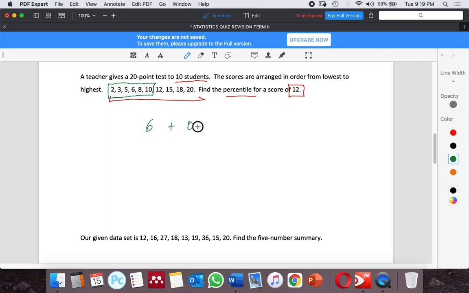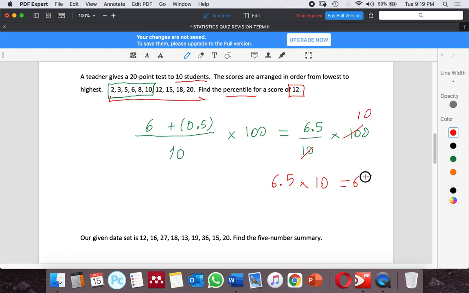Plus, in the formula we always have 0.5. Plus 0.5 divided by how many members there are: 1, 2, 3, 4, 5, 6, 7, 8, 9, 10. Actually, this 10 is also given here. Times 100. So this gives us the answer, which is 6.5 divided by 10 times 100. So 6.5 times 10 will be 65. So we have 65%. If you remember in the lesson we said that we may call that P65. So we have 65% of the data.